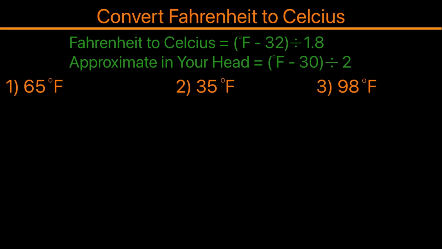So the approximation is for when you want to briefly estimate just in your head what the Celsius would be from Fahrenheit. Below are 3 examples, and we're going to go ahead and do the precise and then approximate version.